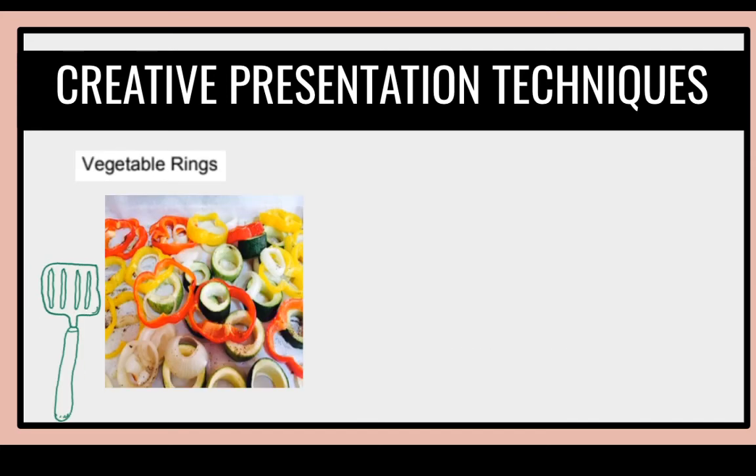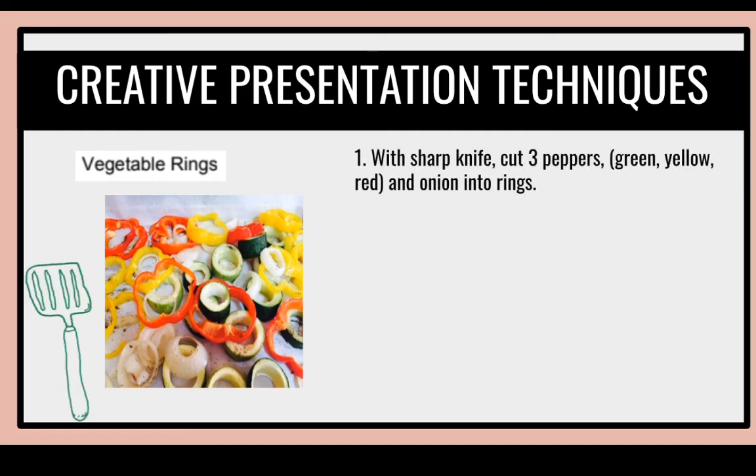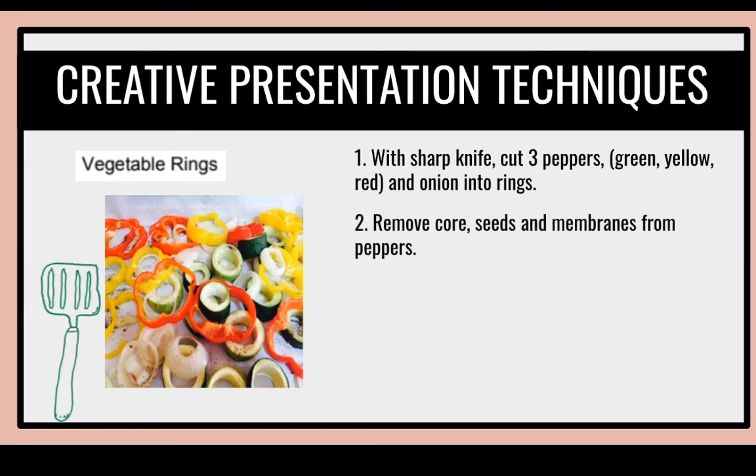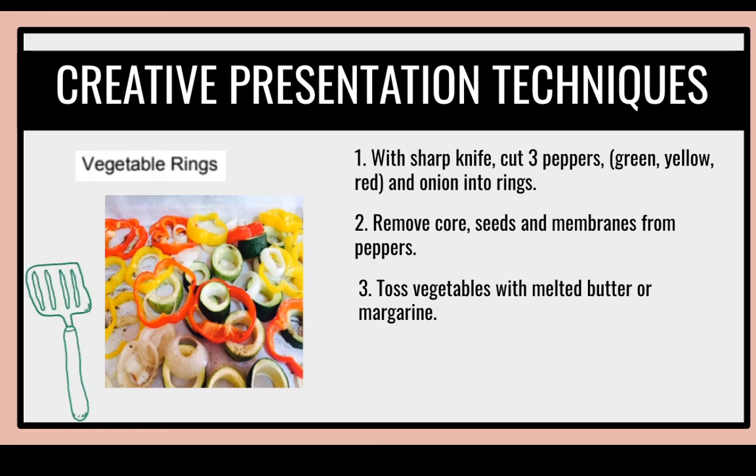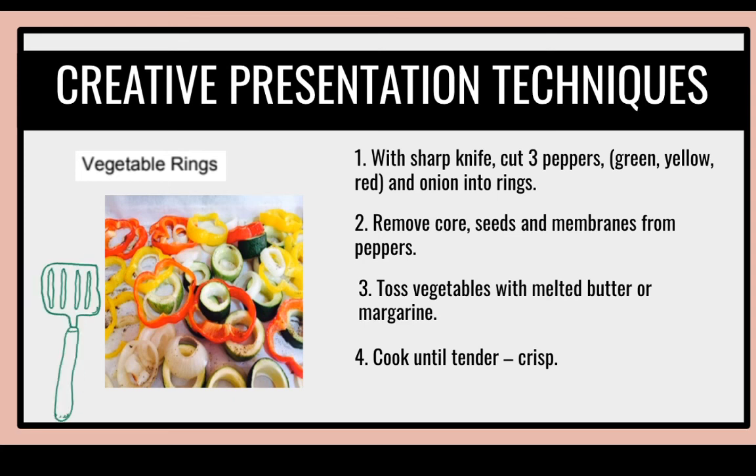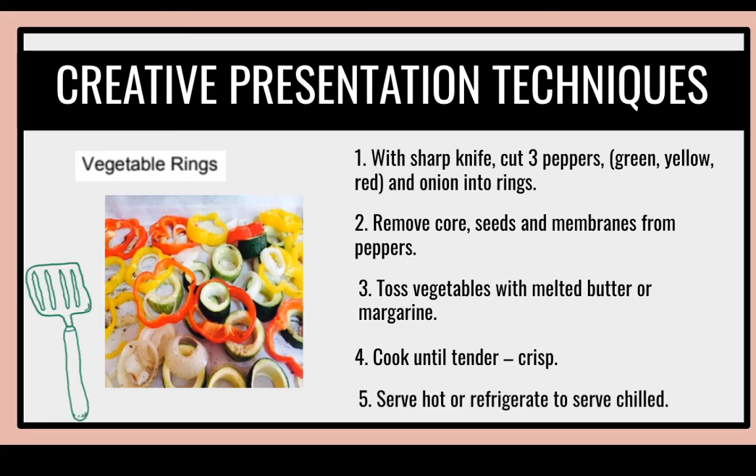For vegetable rings, you need a sharp knife and you need to cut three peppers, green, yellow, and red, and onion rings to make it colorful. Then remove the core, seeds, and membranes from the peppers. Then toss the vegetables with melted butter or margarine. Cook until crispy. Then you're going to have your vegetable rings and onion rings at the same time. You can serve it hot or refrigerate it to serve chilled.